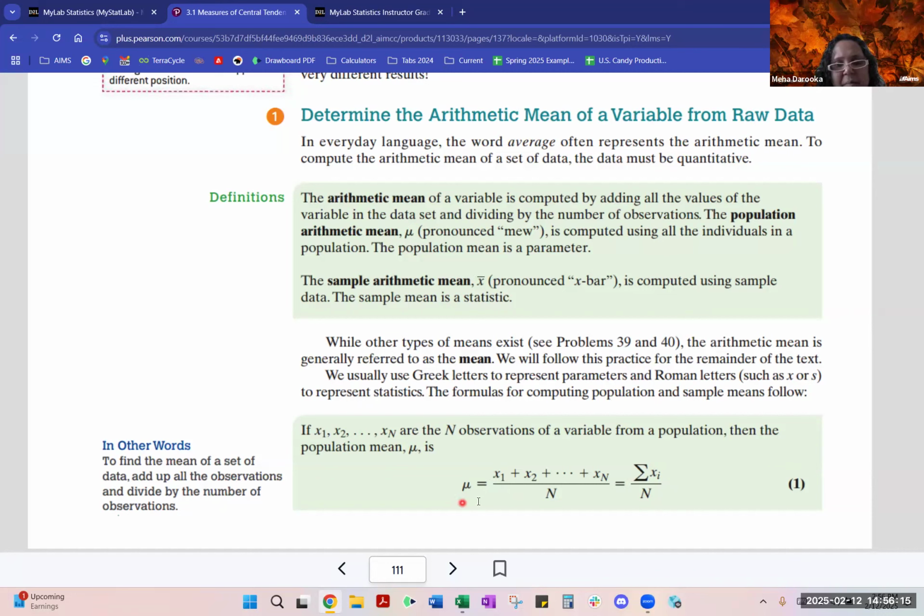Oh, okay. So you will see mu represents the population mean. You are taking all of your data values for the variable and dividing it by how many total values we have.